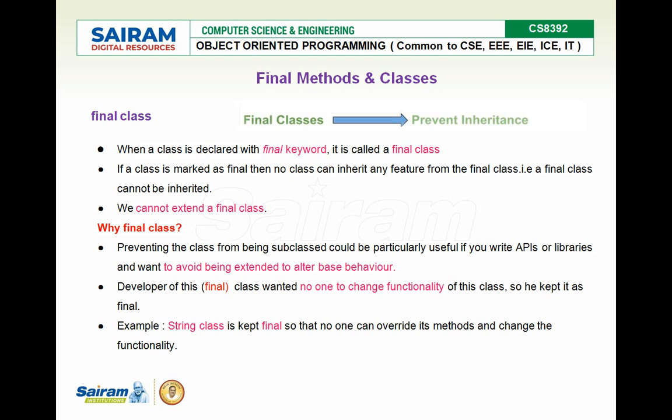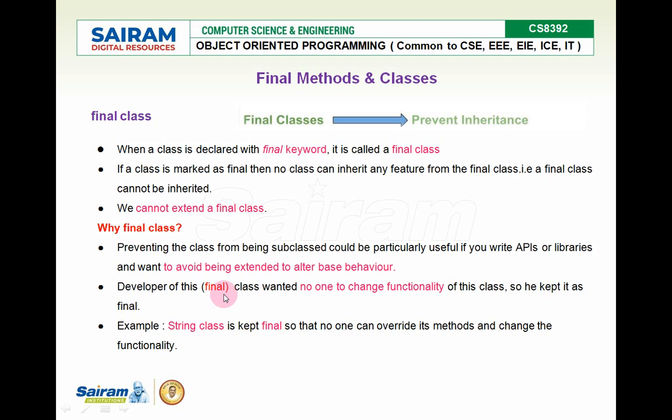So what is the necessity of having the final class? In some cases, we want to preserve the originality of the classes. The developer, or any programmer, or your teammate, or any user, or any functionality or other entity should not be allowed to change the class and class components. In that case, I can have the final class. Preventing a class from being subclassed could be particularly useful when writing APIs or libraries, where you want to avoid the class being extended or its base class behavior being altered.